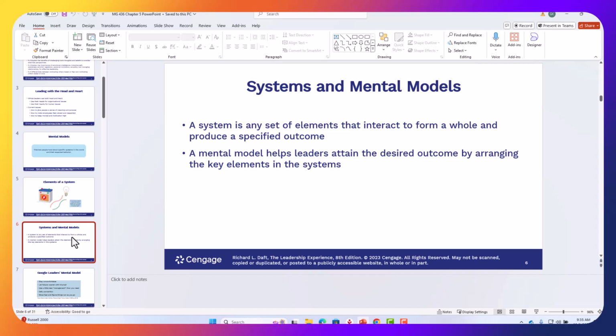A system is any set of elements that interact to form a whole and produce a specified outcome. A mental model helps leaders attain the desired outcome by arranging the key elements in the system. So you see the difference between the two. A system is any set of elements that interact to form a whole, and the mental model helps leaders attain the desired outcome by arranging the key elements in the system.